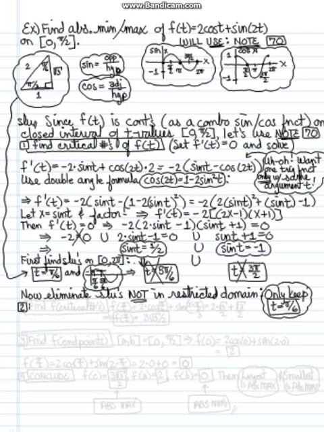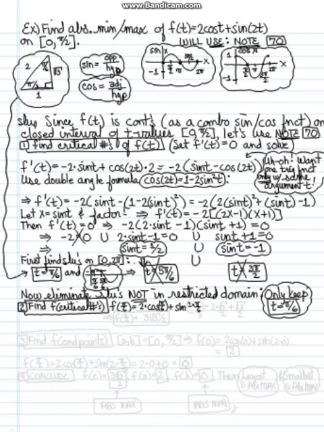Step 2, find the function evaluated on the critical numbers. I'm talking about the original function, not the derivative function. Find the function evaluated on the critical number. Well, there's only one critical number here. It's pi over 6. So evaluate f of pi over 6.